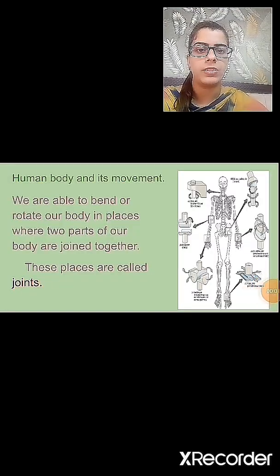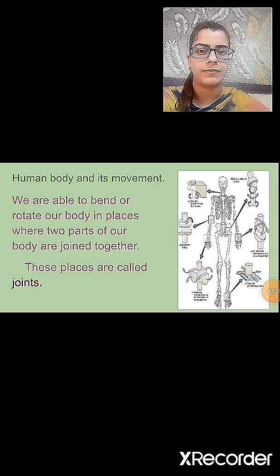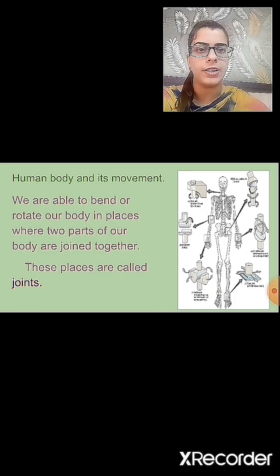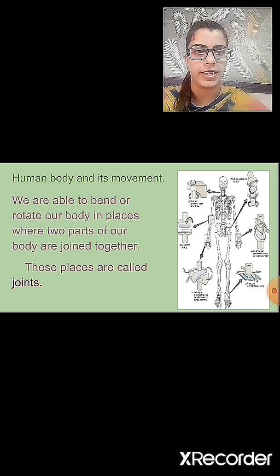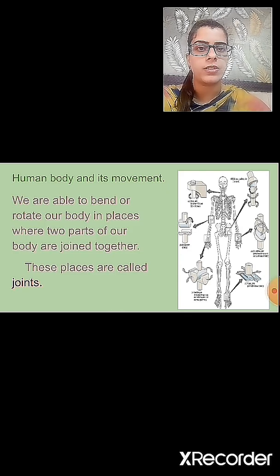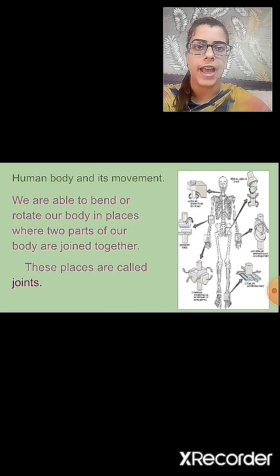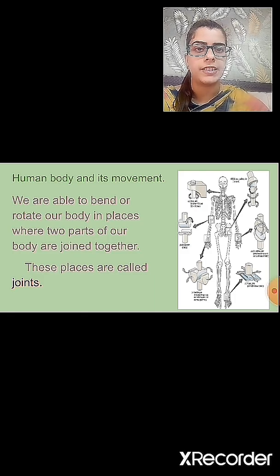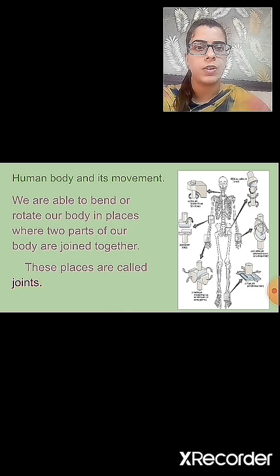Now we will study about human body and its movement. We are able to bend or rotate our body in places where two parts of our body are joined together. These places are called joints. You will observe in your body that some parts of your body you are able to bend and can rotate. So, where two parts of your body are joined together, these places are called joints. Due to the joints, you are able to bend or rotate the different parts of your body.